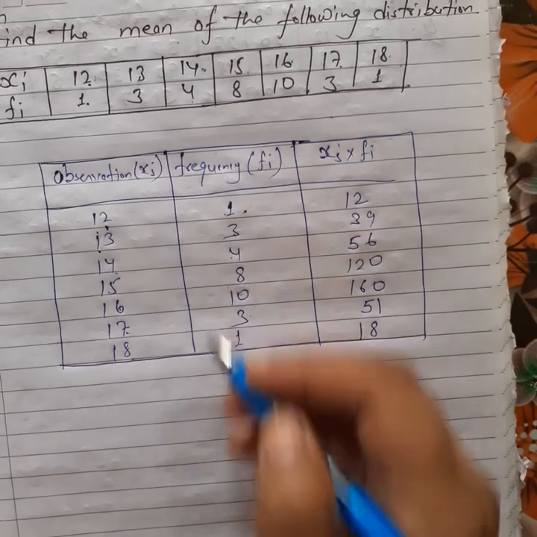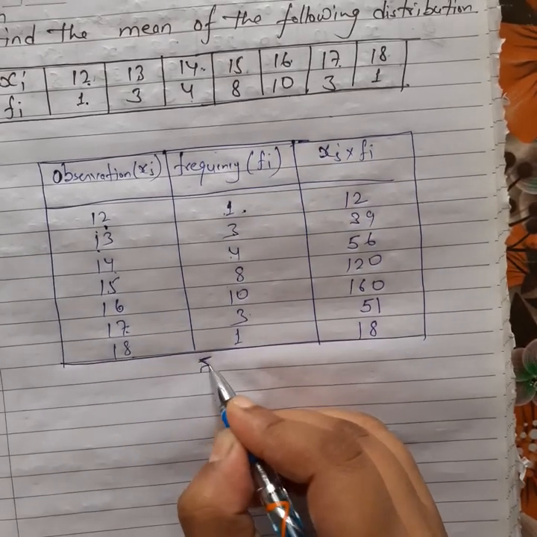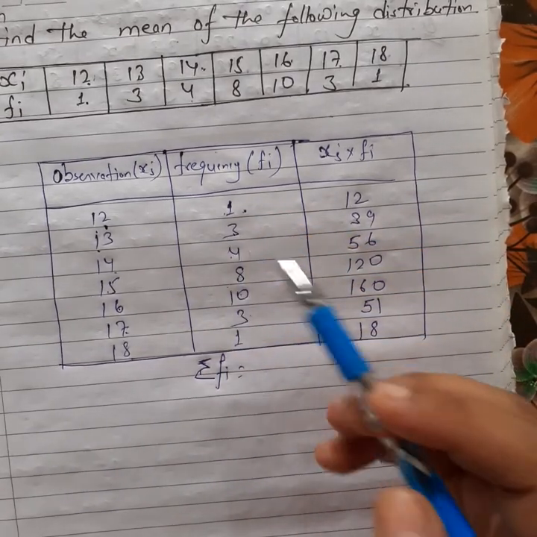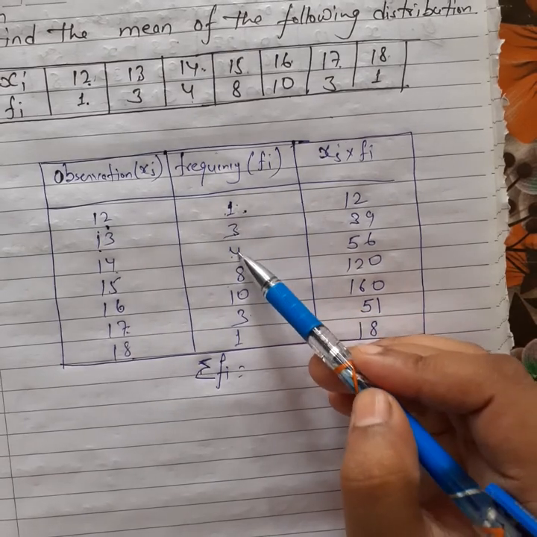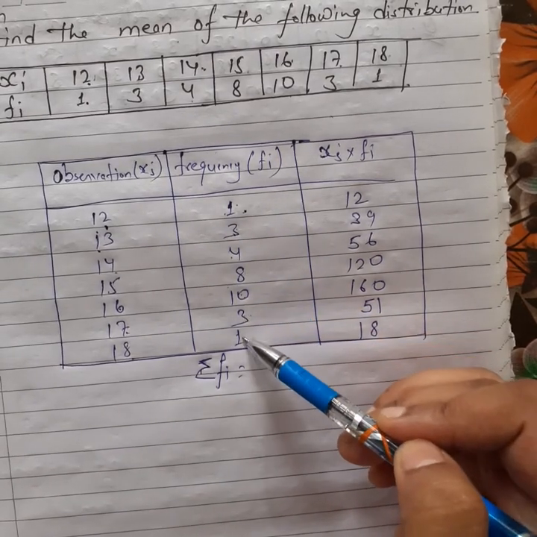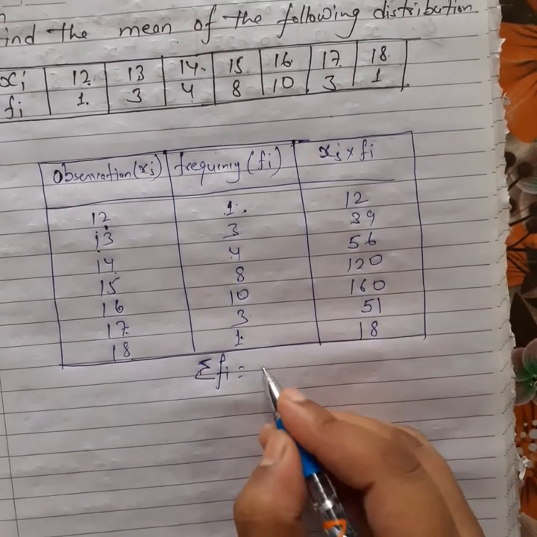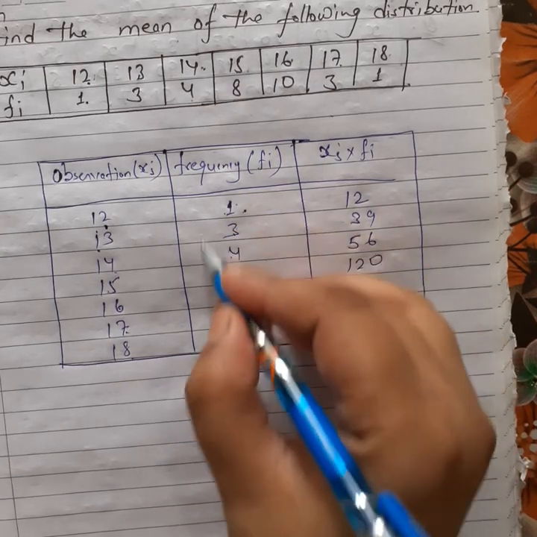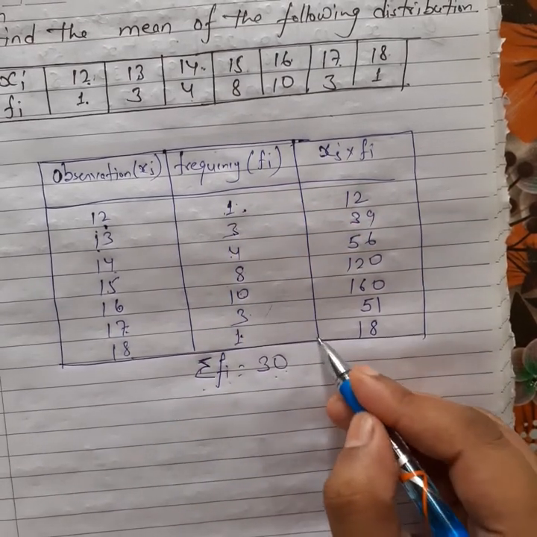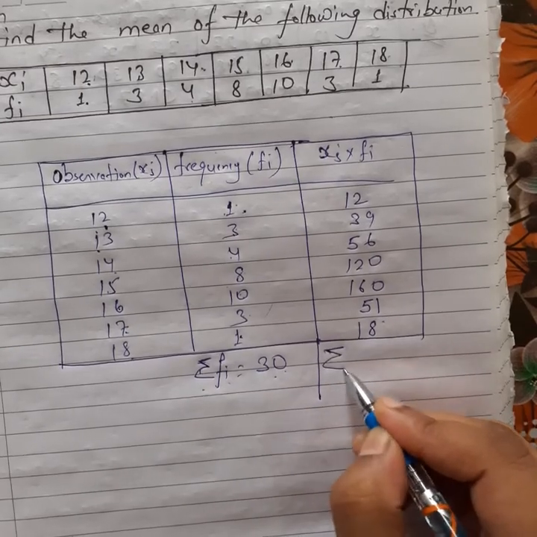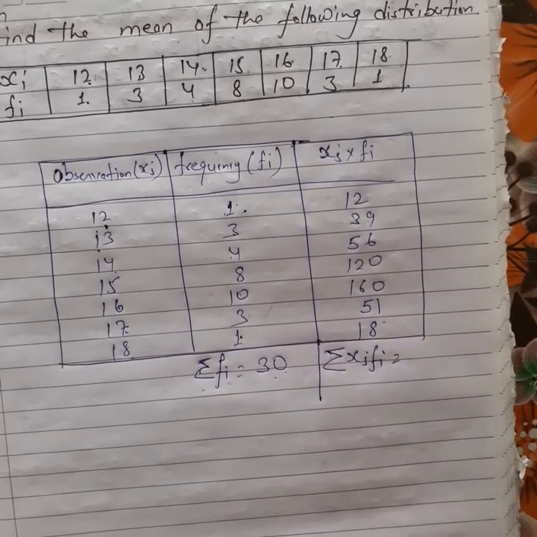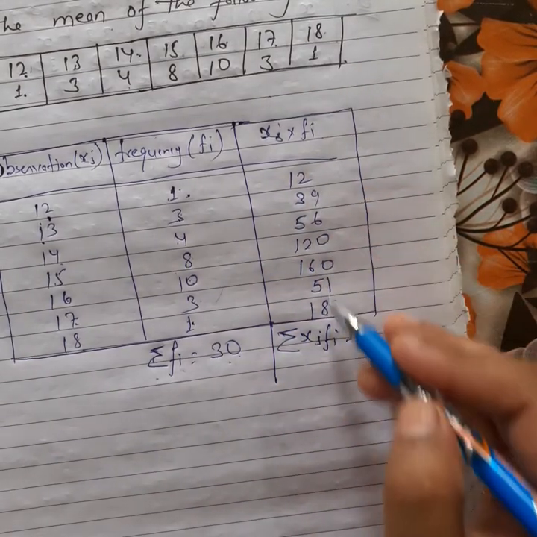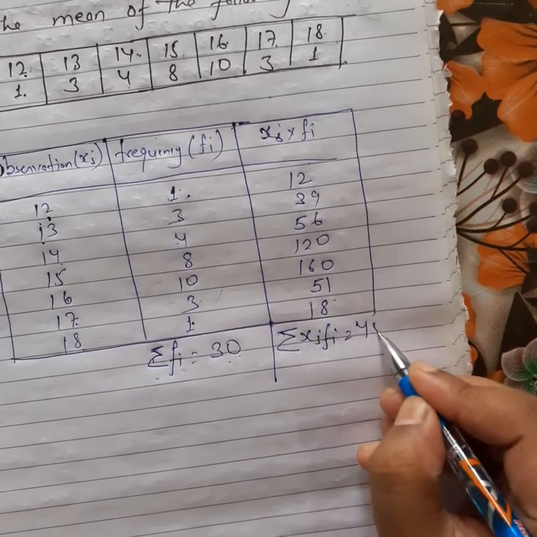Now here we find the summation, sigma fi. It means we sum all the frequencies, that is 1 plus 3 plus 4 plus 8 plus 10 plus 3 plus 1, and by adding we get sigma fi equal to 30. And here we find sigma xi fi. It means we add all the xi fi, and by adding we get the sum equal to 456.